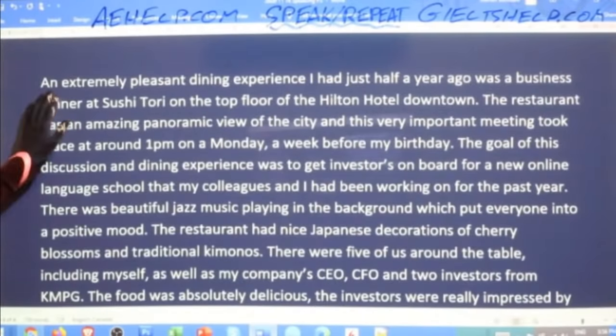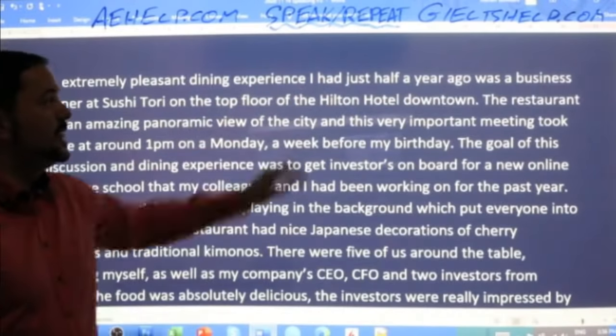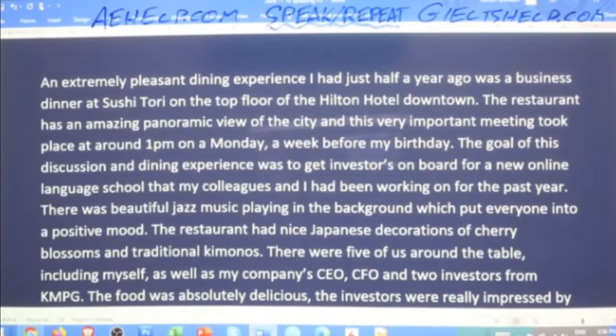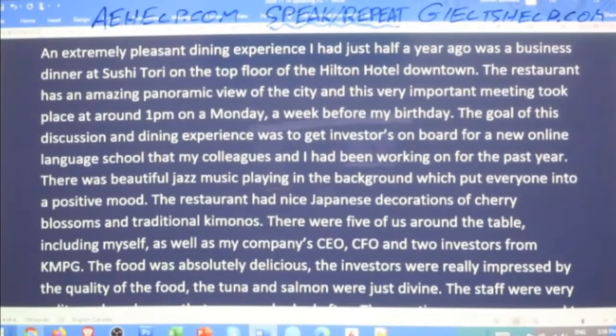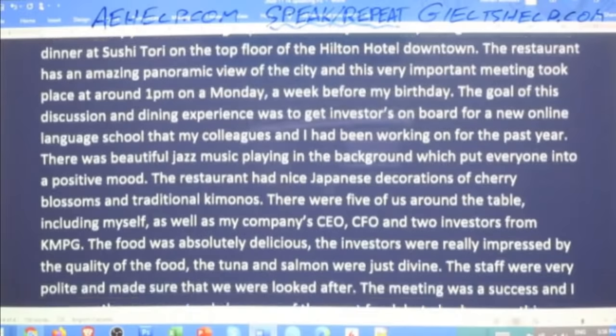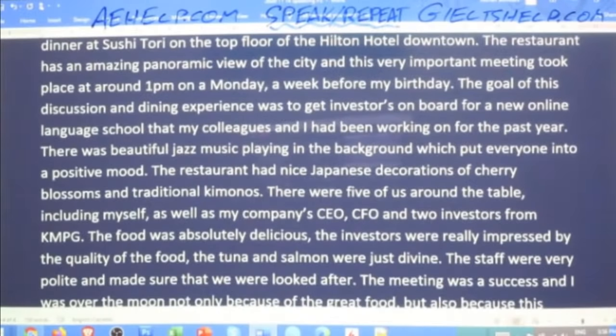3, 2, 1. An extremely pleasant dining experience I had just half a year ago was a business dinner at Sushi Tori on the top floor of the Hilton Hotel downtown. The restaurant has an amazing panoramic view of the city, and this very important meeting took place around 1 p.m. on a Monday, a week before my birthday.